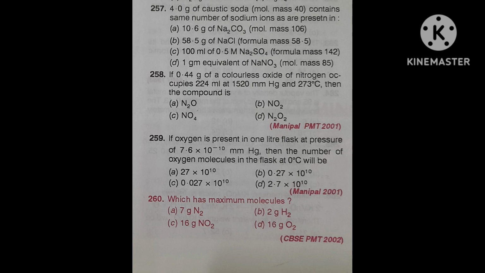One more time I am reading the question. 4 gram of caustic soda, molecular mass 40, contains the same number of sodium ions as are present in: first option, 10.6 gram of sodium carbonate, molecular mass 106; second option, 58.5 gram of NaCl, formula mass 58.5; third option, 100 ml of 0.5 M sodium sulfate, formula mass 142; and fourth option, 1 gram equivalent of NaNO3, molecular mass 85. You have to select any one option.